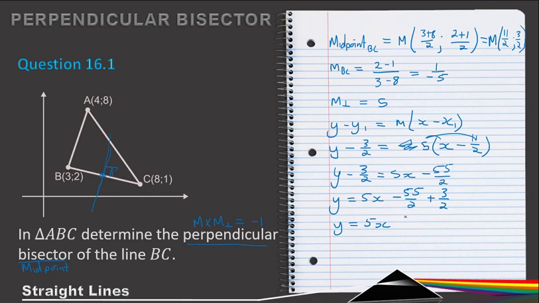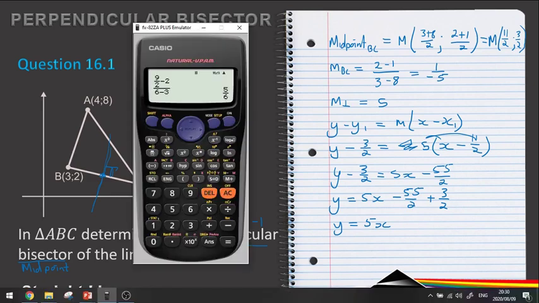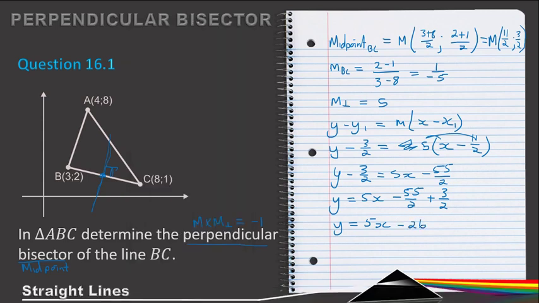So minus 52 over 2, or let's just put this in the calculator because this is going to simplify. If I say minus 55 over 2, and then plus 3 over 2, it gives me minus 26. All right, there we have it, our perpendicular bisector.